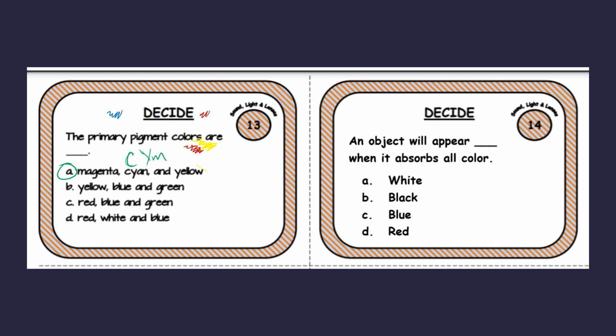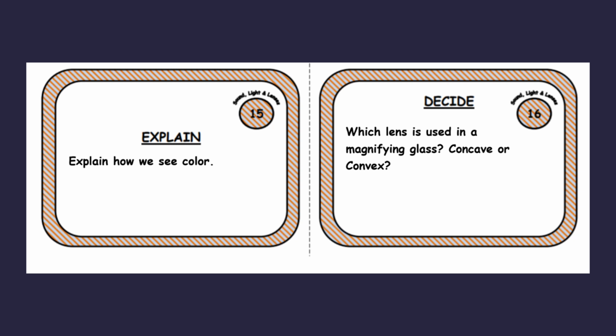An object will appear black when it absorbs all color. Black is the absorption of all color. Conversely, white is reflection of all colors, all wavelengths of light. So when I say color, that's essentially a wavelength of light. How we see color, we are perceiving frequencies of visible light.